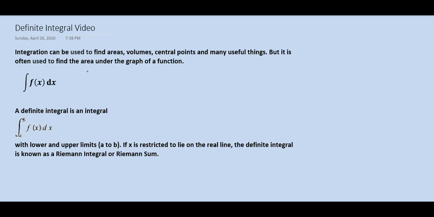So before we begin with definite integrals, let's go back and remember a few things. This symbol is called the integral. It also stands for the sum of our function. Our function f of x is called the integrand. The integrand is our function.